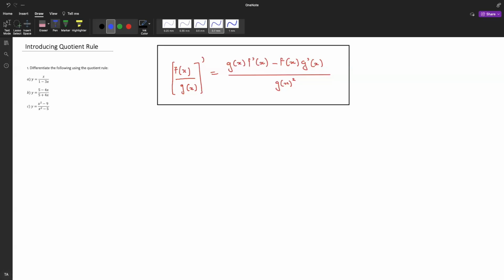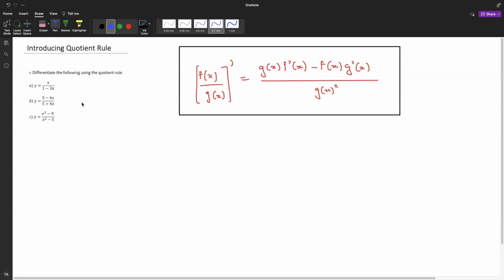Now looking at the quotient rule. We know how to use the product rule to differentiate functions when you have expressions multiplying. Now we're going to look at a function where we have an expression divided by an expression, and how we can use this rule, called the quotient rule, to differentiate those sorts of functions.